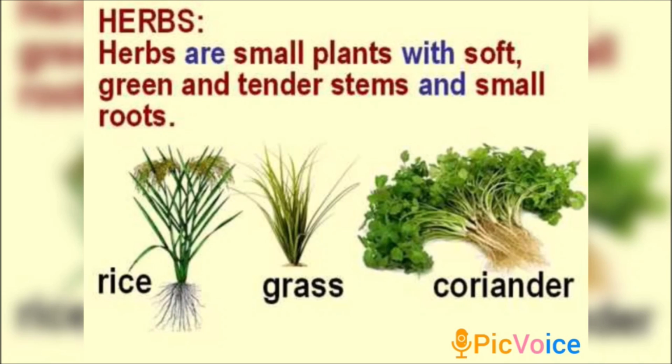Herbs are small plants with soft green and tender stems and small roots. Example: rice, grass, coriander, etc.